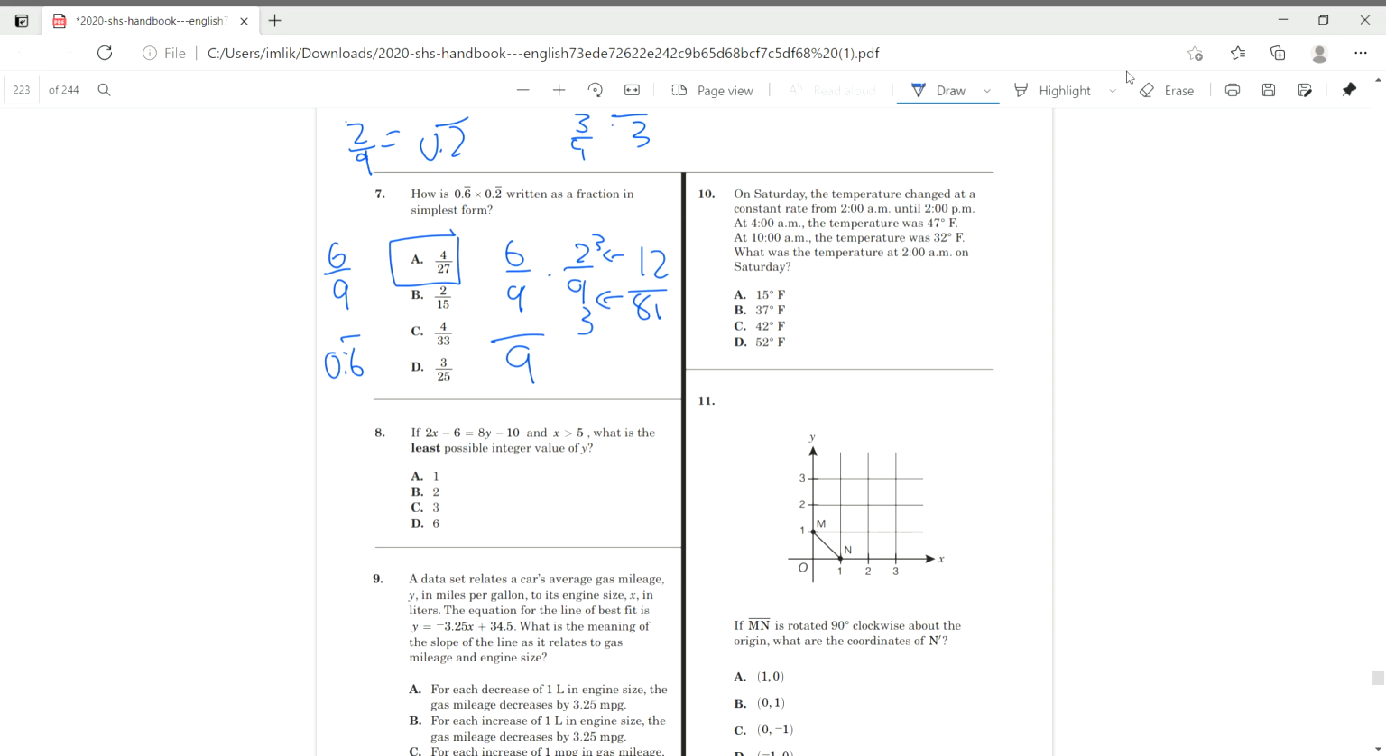Number 8. 2x minus 6 is equal to 8y minus 10, and x is greater than 5. What is the least possible integer value of y? Well, think about it. Whatever our x value is, we're going to have to subtract 6 from it, and then we're going to have to divide it by 8.